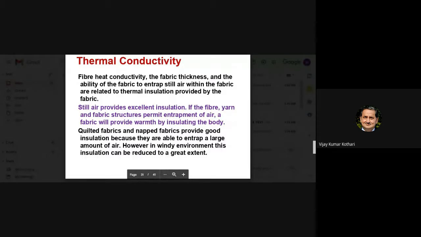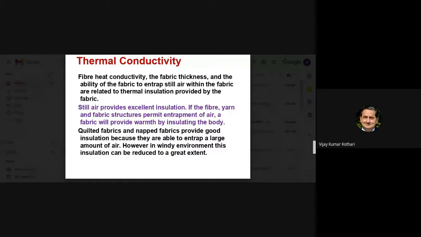So let's look at some other properties which are important from comfort point of view. And the first property we like to look at is the thermal conductivity. Well, the thermal conductivity will depend on the fiber conductivity, but also will depend on the fabric thickness and also the ability of the fabric structure to entrap the air within the fabric, as well as related to the open spaces which are there. All these things would determine how easily the heat could flow through the fabric structure.